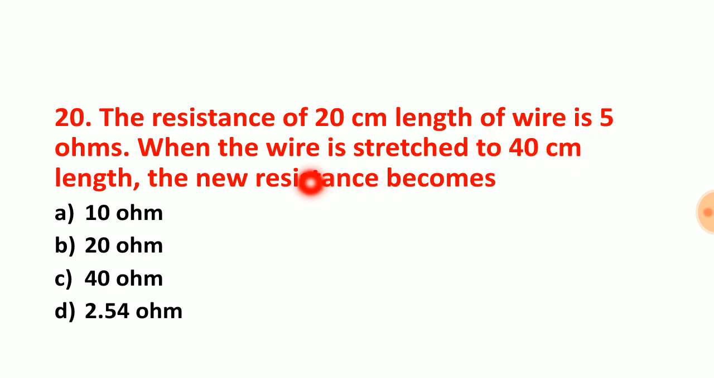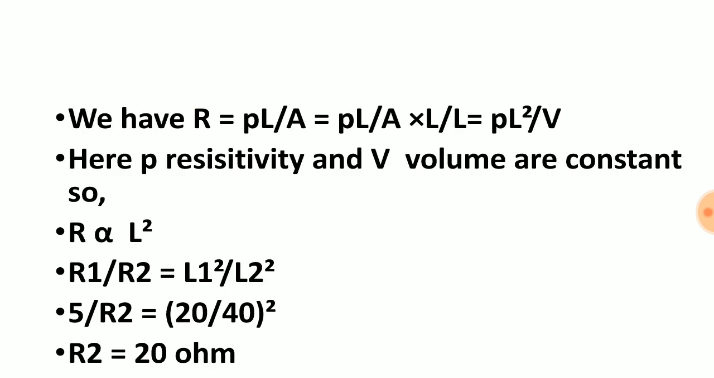Last question. The resistance of 20 meter length of wire is 5 ohm. When it is stretched to 40 meter length, the new resistance becomes? We know our formula for R is rho L by A. When we multiply L on both sides, we will get rho L square by V. This V is constant. On stretching or on compressing the length, volume will be the same, rho will be the same. So L will change, and the change in L will give a different value of R.